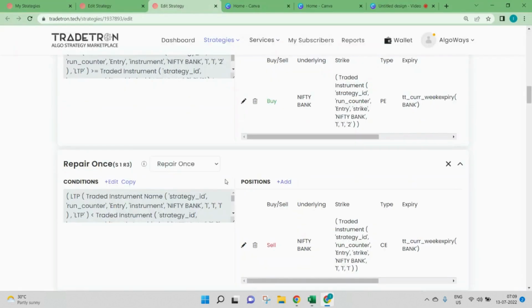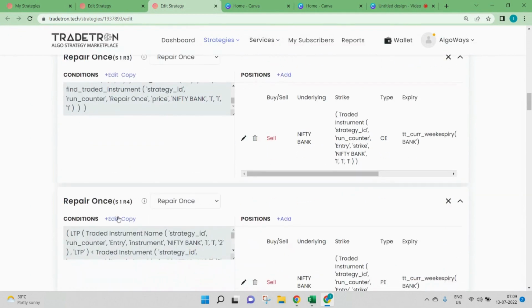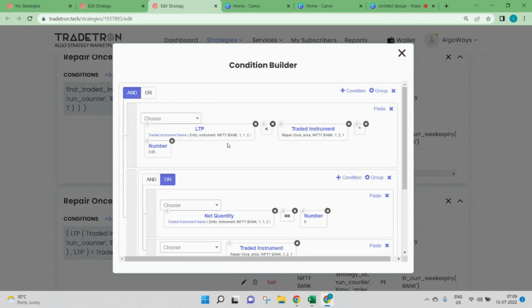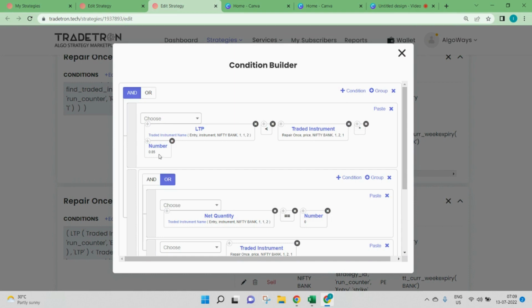Similarly, in case the PE exited, then we may like to enter the PE also. So what we are doing here is that the PE premium is again less than the exited premium, where the stop loss was hit at 420. This condition will be set because in repair 2 we exited the PE. So when its rate comes back down to 85%, then 420 into 0.85 is 357. So in this case, the P leg will enter again.